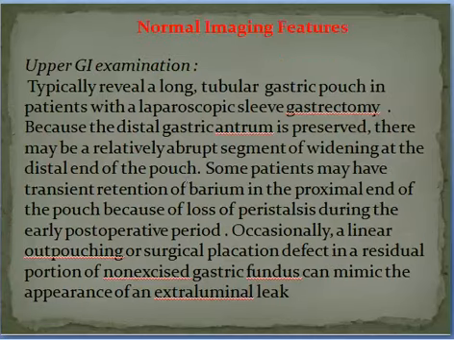The upper GI examination typically reveals a long tubular structure with maybe a small pouch at the beginning. Because the distal gastric antrum is preserved, there may be another small pouch at the end. Some patients may have both an upper pouch and a lower pouch, and that linear structure is now acting as a stomach.